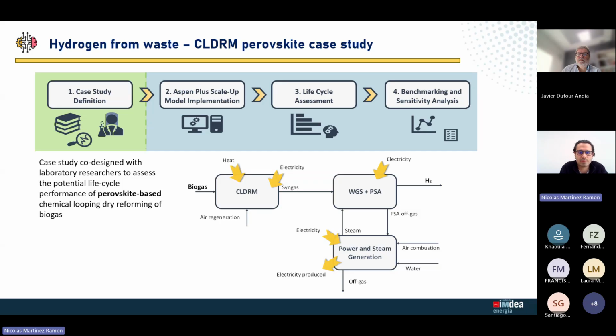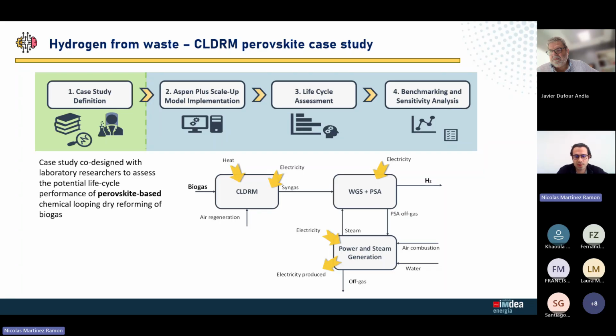After that, this is our methodology. And what we proposed is an ex-ante assessment. So basically, we wanted to assess how this novel catalyst would perform once it was scaled up and had a comparable scale to currently developed technologies. So we conceptualized a scale-up. We implemented it in Aspen Plus. And with this simulation, we were able to produce an inventory that we used for life cycle assessment. And then we were able to benchmark and analyze these results relative to other conventional technologies.